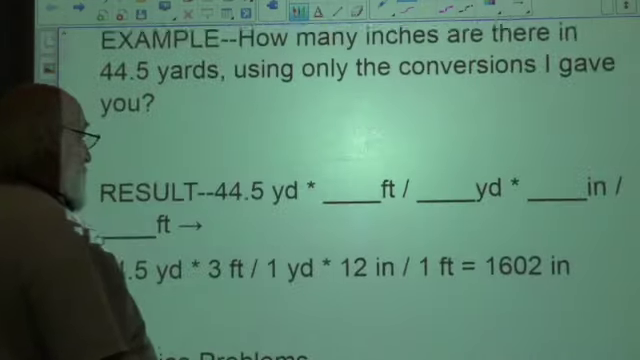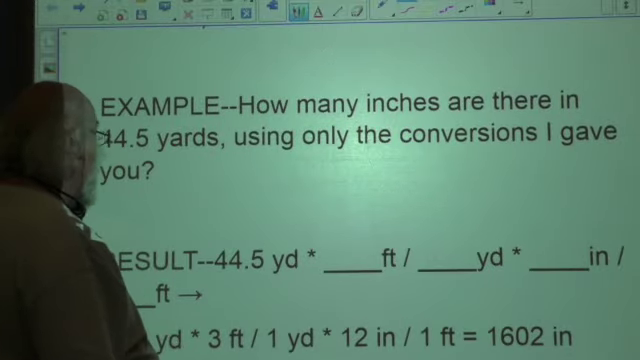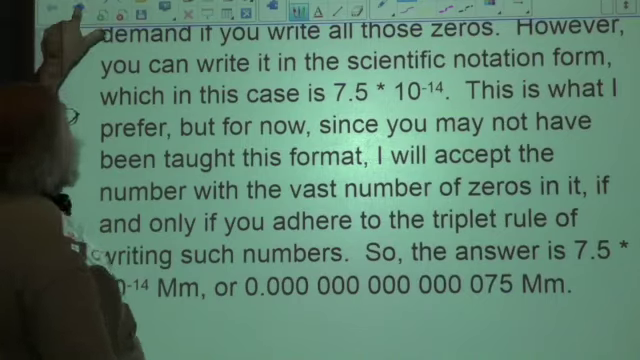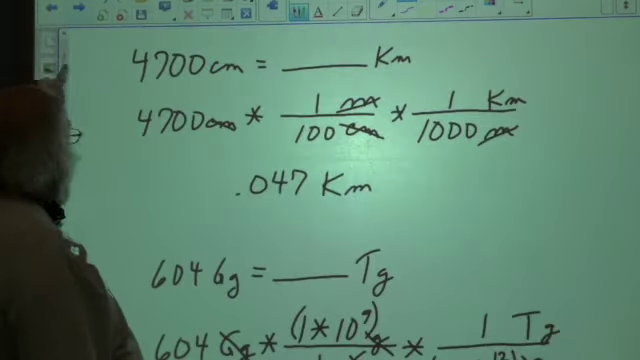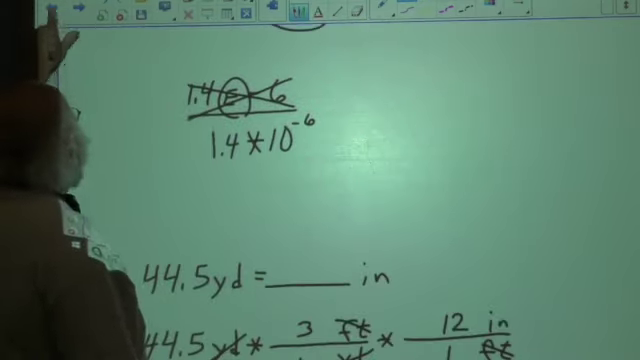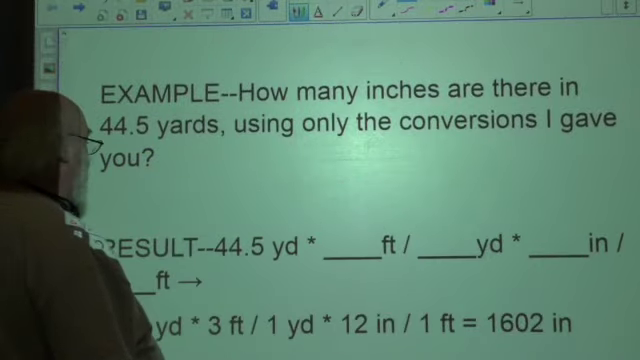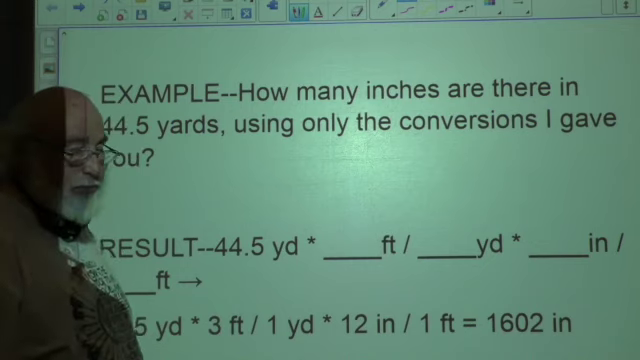And our answer is, did I do that right? 44.5? Is that what I used? Yeah, okay, good. That didn't sound right all of a sudden. So our answer then becomes 1,602 inches.